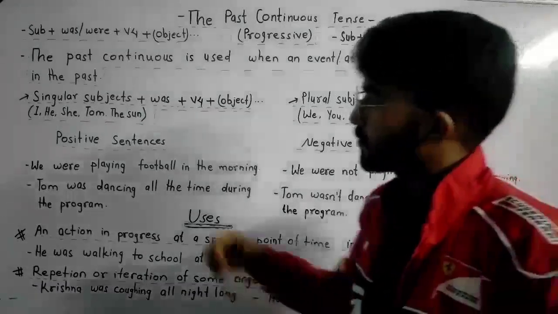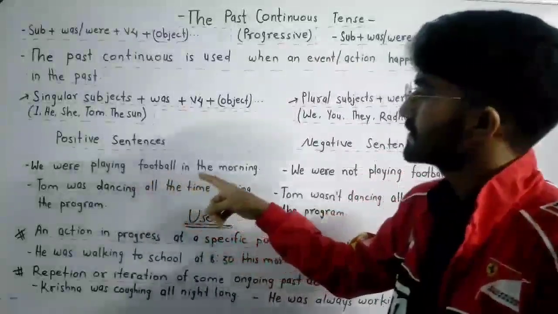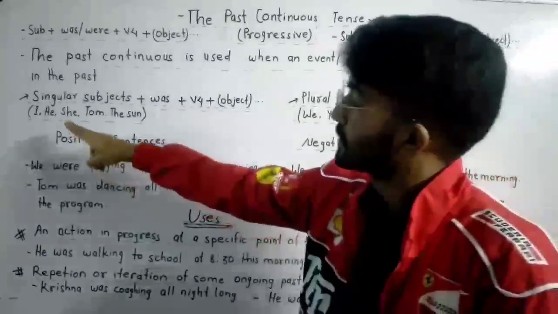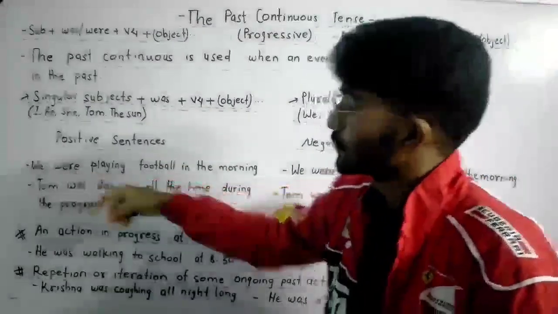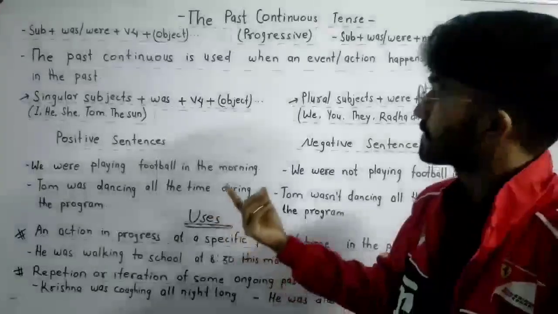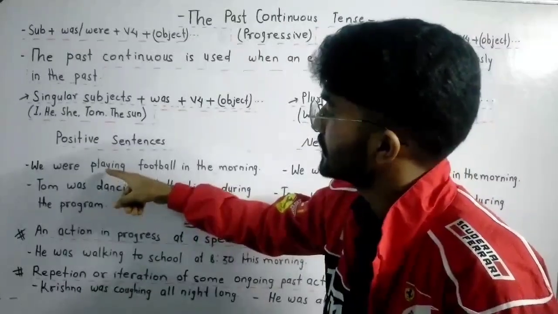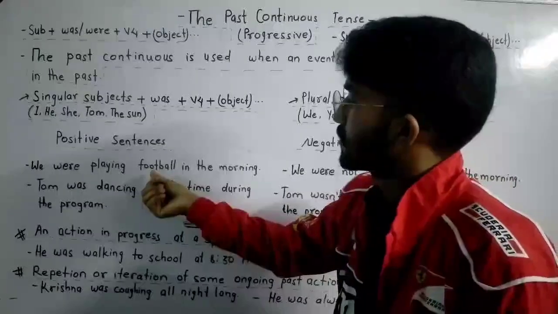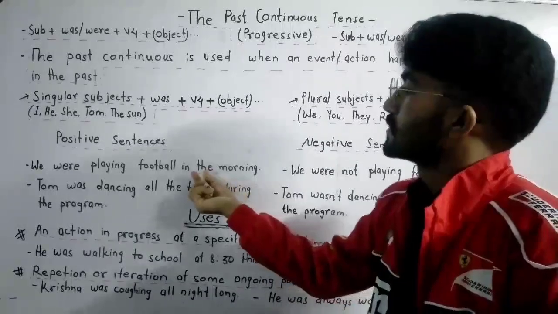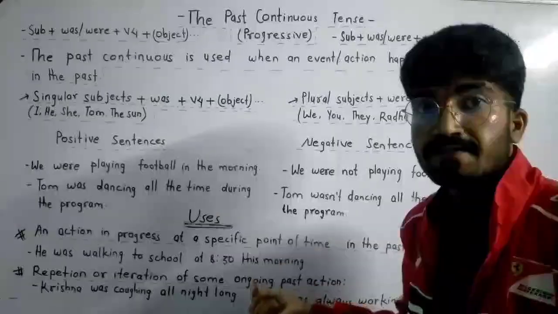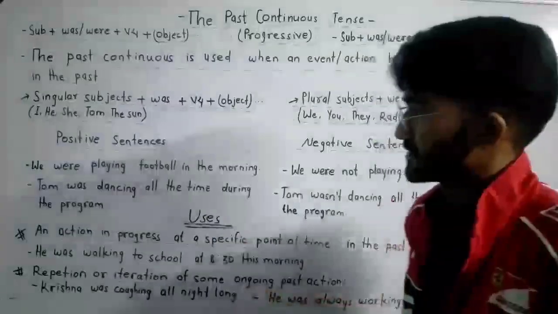Talking about positive sentences, see, we were playing football in the morning. We is obviously a plural subject, and then were. With a plural subject we use were, and then playing is a main verb here, and then football is an object, then other words. In the morning is also called a prepositional phrase. And this is how we form positive sentences.